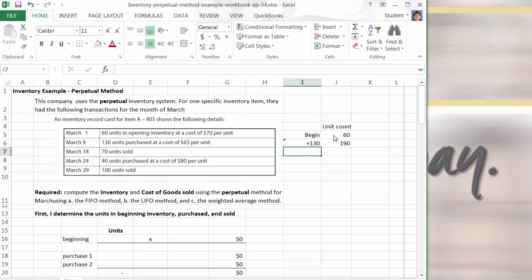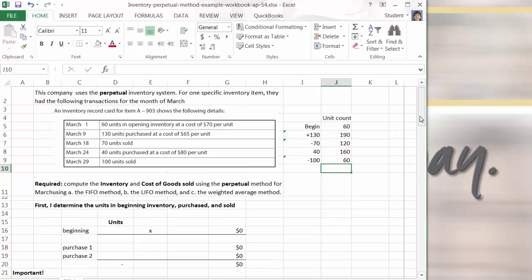On March 18th, we sell 70 units, so we have 120. March 24th, we purchase 40 units, so now there are 160. And on March 29th, we sell 100 units. So we end up with 60 units in ending inventory. No matter how we do the costing or the valuation, we're always going to have that number of units. So I always start with the units in beginning inventory, units purchased, and units sold.